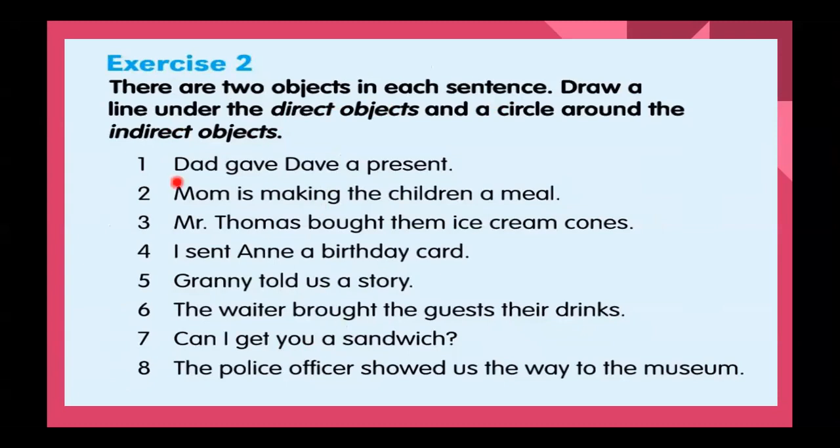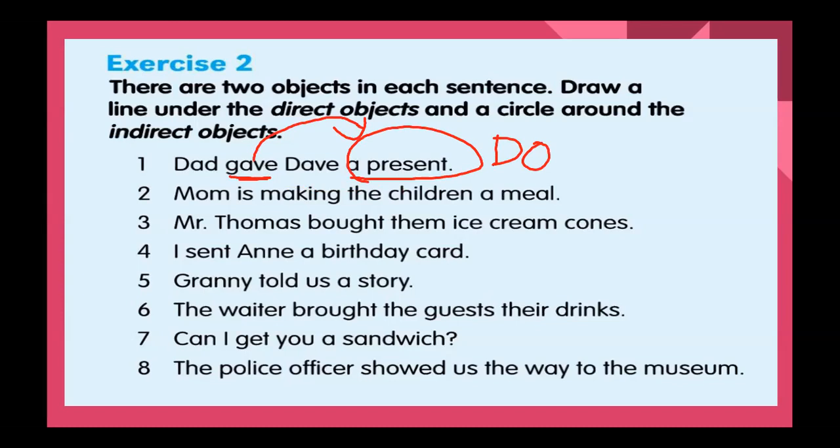So let's get started. Dad gave Dave a present. So what is the verb over here? Gave. So क्या दिया है? Present. So present becomes the object. Okay, which kind of object? Direct object. Okay, जिसने verb का action gave receive किया है. Okay, direct object is which receives the action of the verb. क्या दिया है? Present. So वो direct object बन जाएगा.